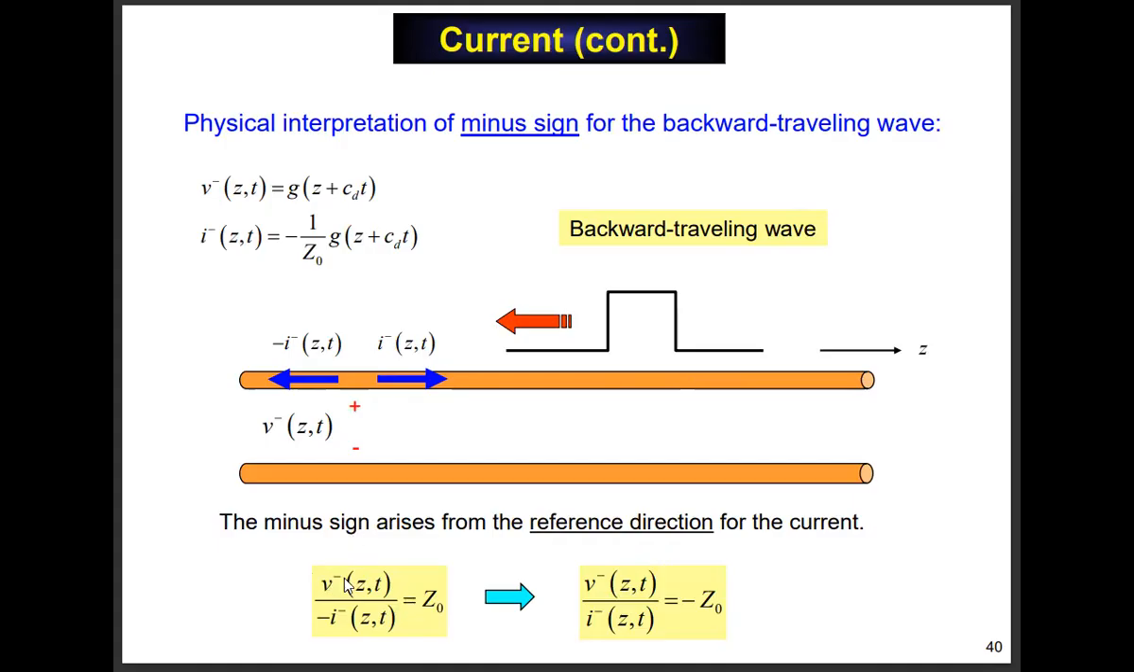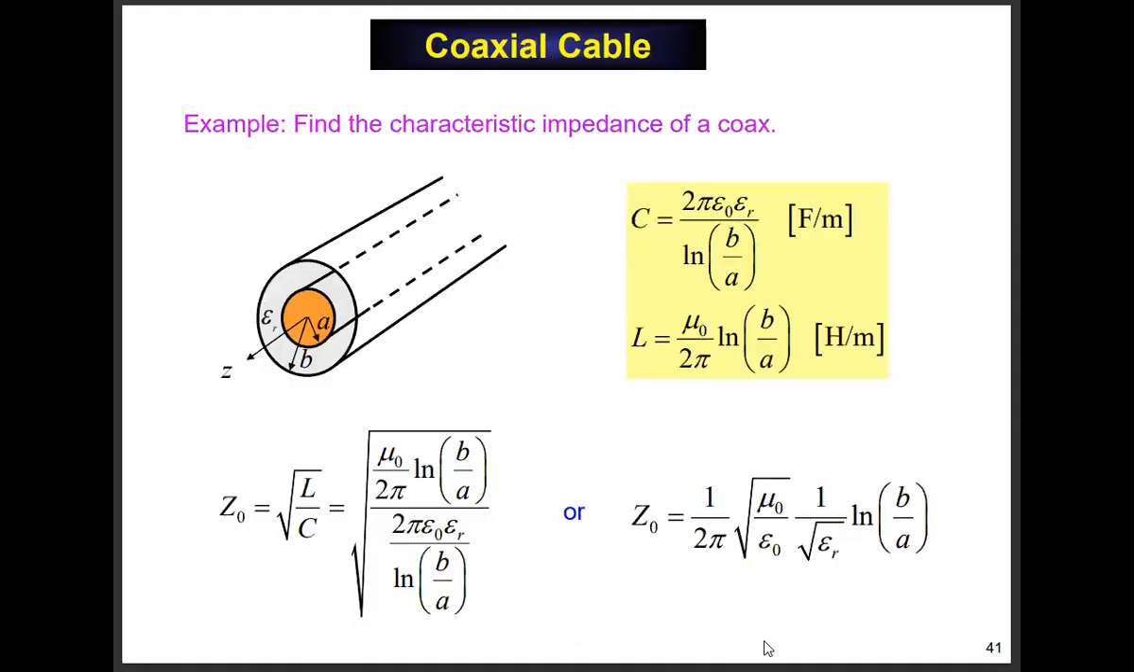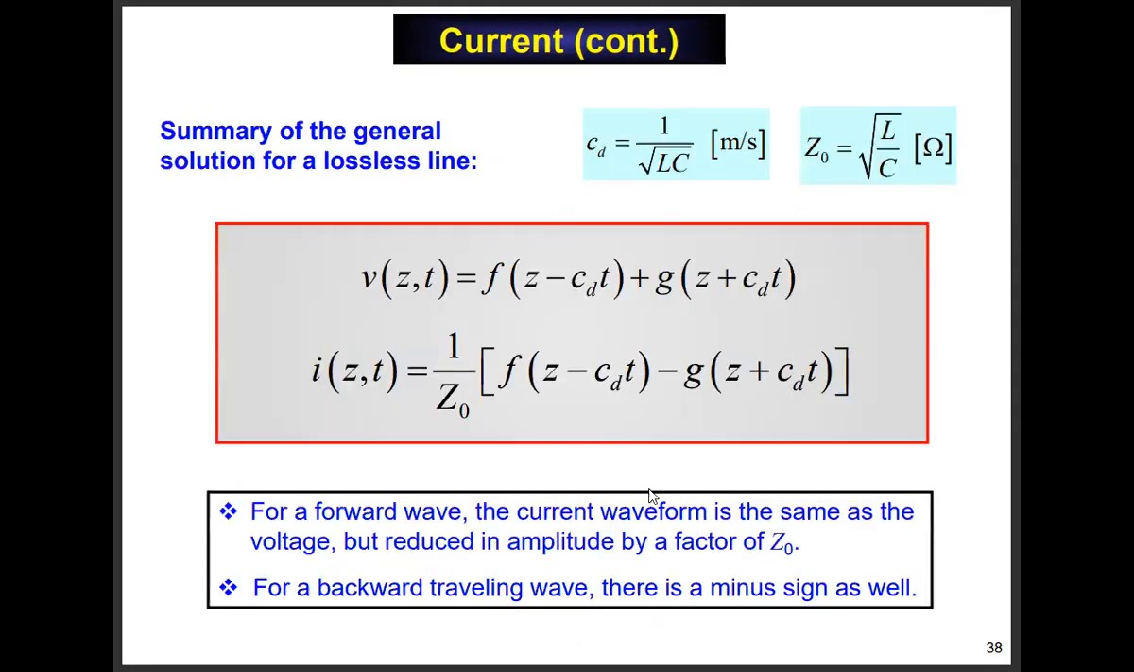So voltage for this negative going wave here, called V minus, I minus, V over negative I is Z0, and therefore V over I is negative Z0, right? So it's perfectly understandable. It has to be that way. That's where the minus sign is coming from. It's nothing mysterious, just because of the reference direction. Okay, think about it for a second. Does that make sense? Okay, good.